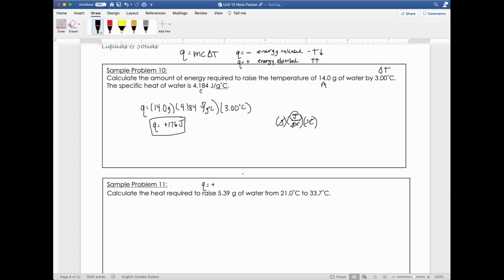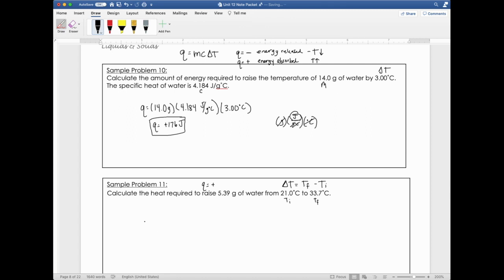We have to remember that delta T is going to be equal to your final temperature minus your initial temperature. And in this case, I'm raising water from 21 degrees, so that's my initial temperature, to 33.7. So 33.7 is my final temperature. So it's very similar to sample problem 10, but in this case, we just have to plug in that delta T portion instead because we're not given just that it's being raised by 3 degrees.